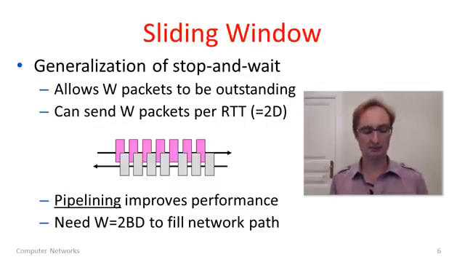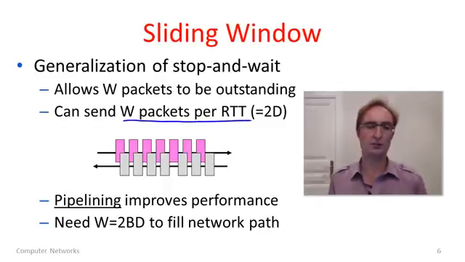But since we're building on ARQ and we saw that at the link layer, you'll still see frames, and I'll sometimes talk about packets. Now, with a sliding window and a window of size W, that means we'll be able to send W packets per round trip time.